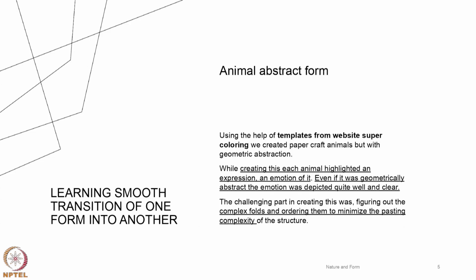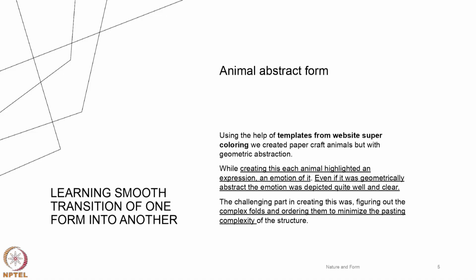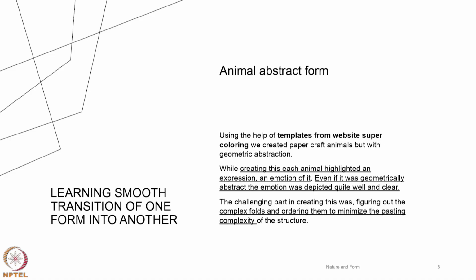This is animal abstract form. Using templates from a website called Super Coloring, we had to create paper craft animals, but in geometric abstraction. While creating each animal, it had a highlighted emotion in itself. And even if it was geometrically abstract, the shape and form of the animal was distinct enough to make out what the emotion was.